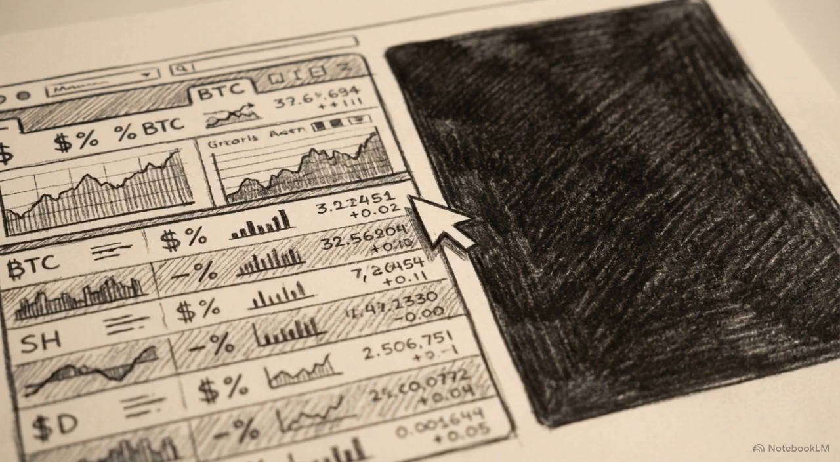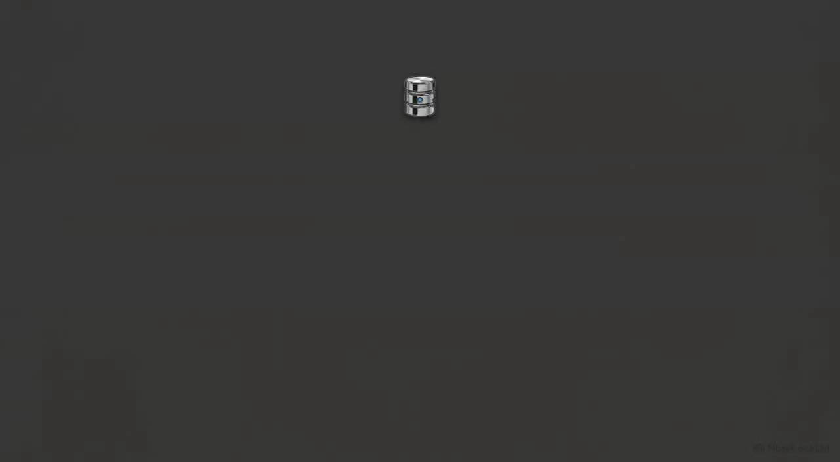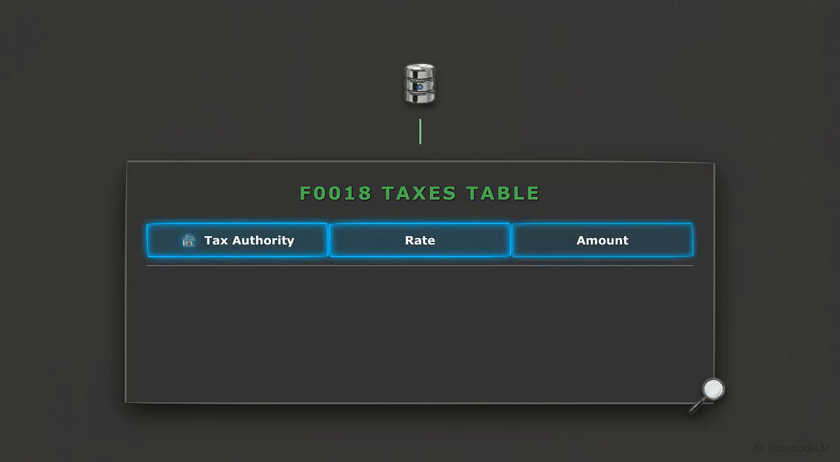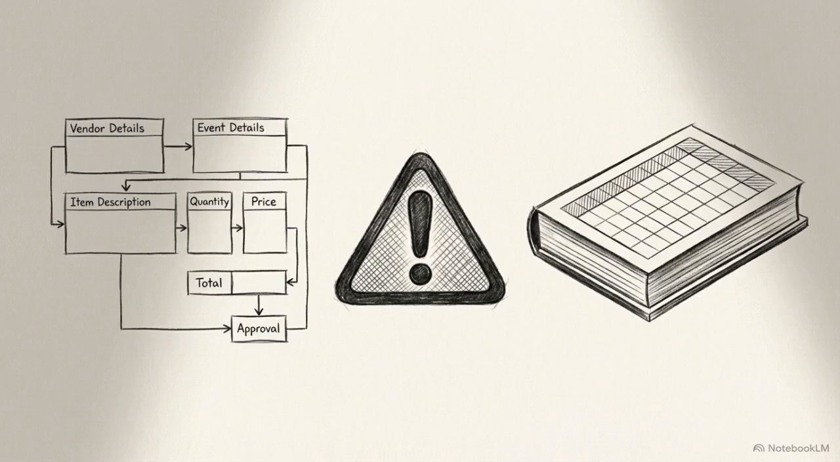The account ledger tracks financial distribution, but it lacks the specific tax tracking fields required for governmental reporting. Compliance requires the F0018 table, commonly called the taxes table. This acts as the dedicated repository for tax history, isolating specific tax authorities, rates, and amounts. The F0018 table does not update automatically just because a tax code was used on a purchase order or voucher.